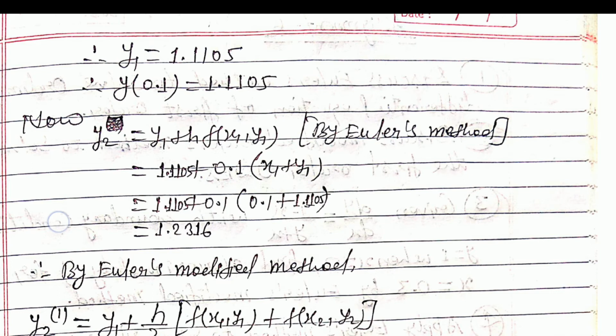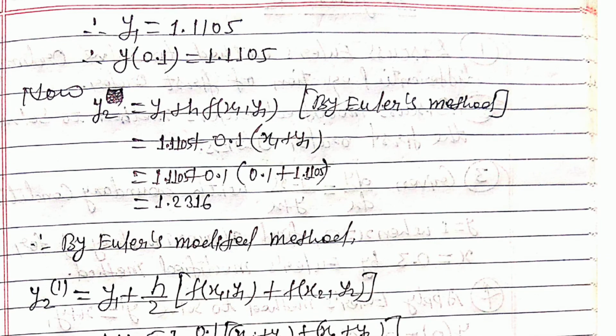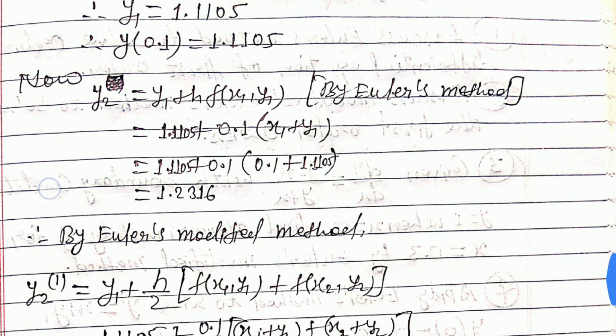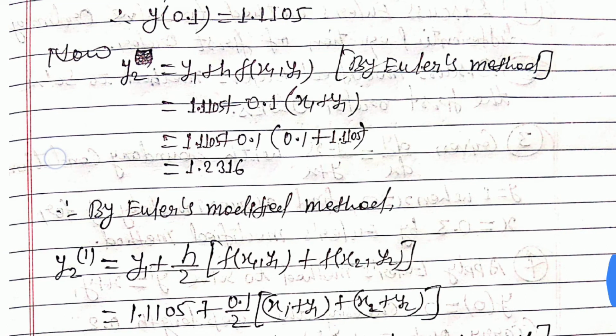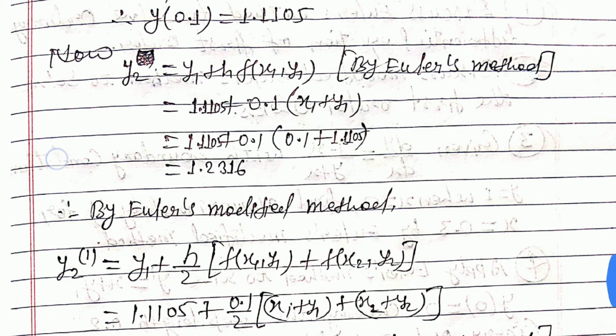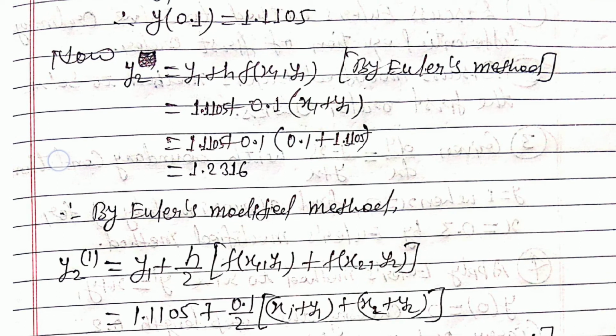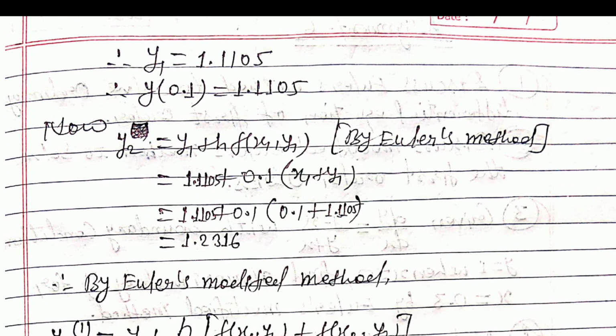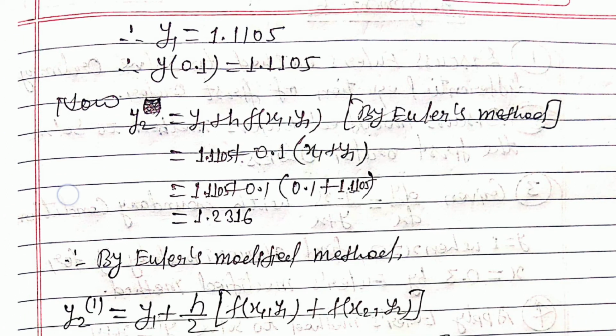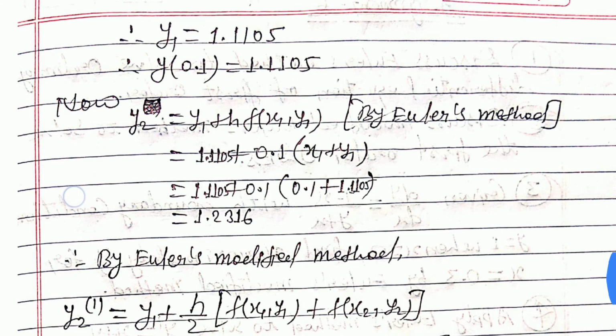Now we go for the next value of y, that is y2. We know by Euler's method y2 is equal to y1 plus h into the function's value at x equal to x1 and y equal to y1. So we substitute these values from the previous step. We know x1 is equal to 0.1 and y1, what we found, is 1.1105. Then we substitute these values here and finally y2 is equal to 1.2316.